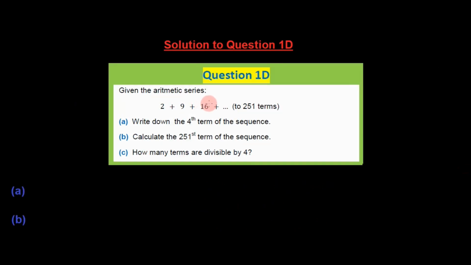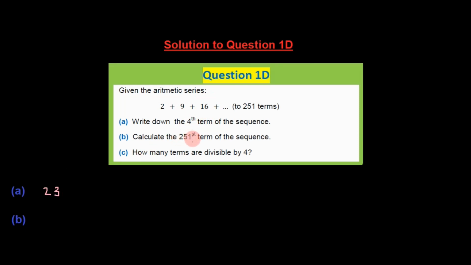Let's look at your answers to this question. We are given this arithmetic series, 2 plus 9 plus 16, etc. We are told that there are 251 terms in the series. And in A, we have to write down the fourth term of the sequence. We can see that the common difference D is 7, since we have to add 7 each time to get to the next term. So to find the fourth term, we merely add 7 to the third term to get 23.